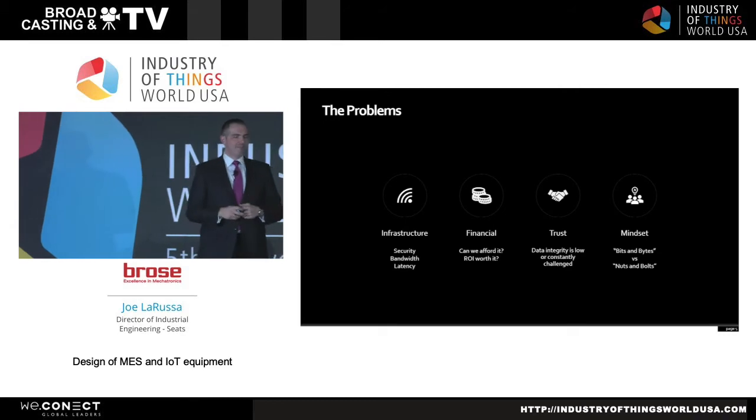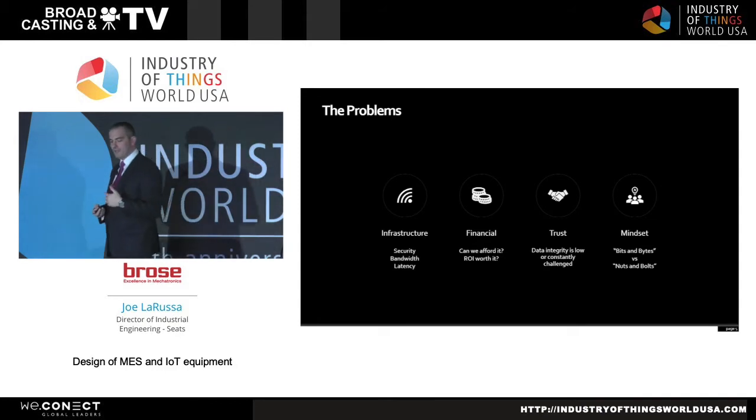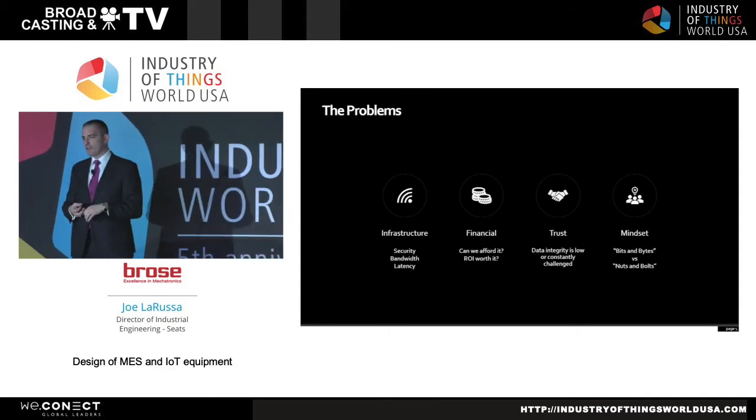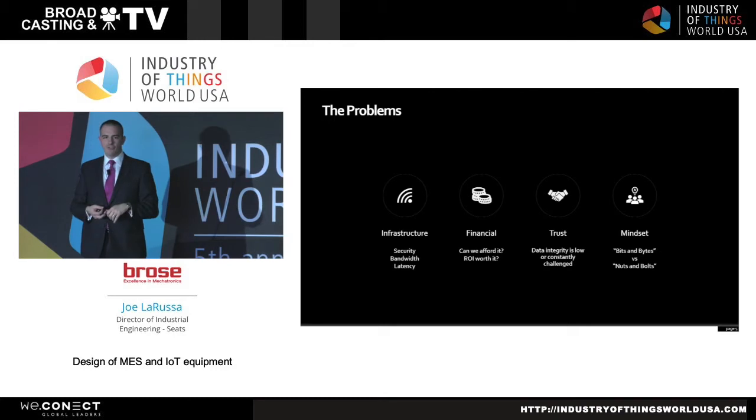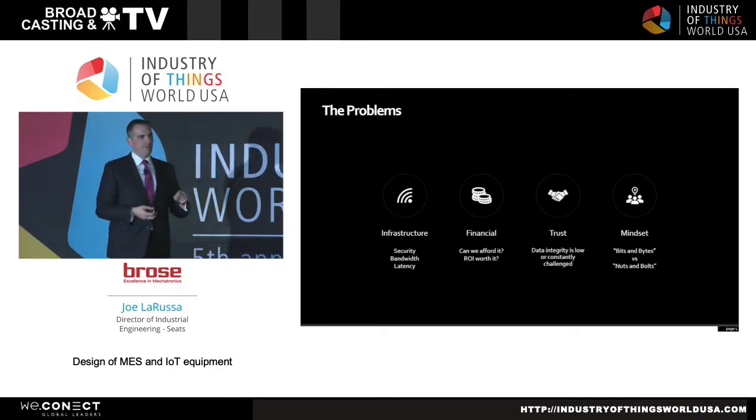The problems. So these are my big four. You have infrastructure, financial, trust, and mindset. And the two that I tend to focus on are trust and mindset. Trust, it's very difficult to get people to trust a source of data if it hasn't always been there, especially in operations. They trust their flip charts and their whiteboards.